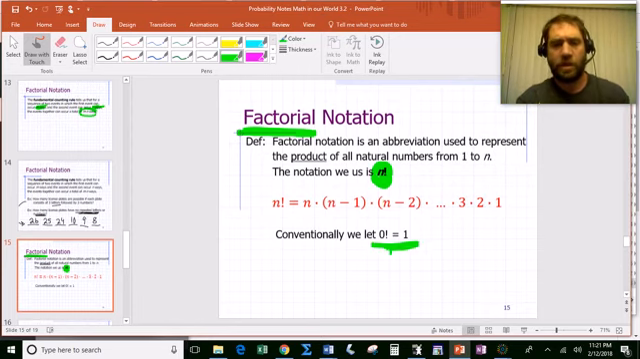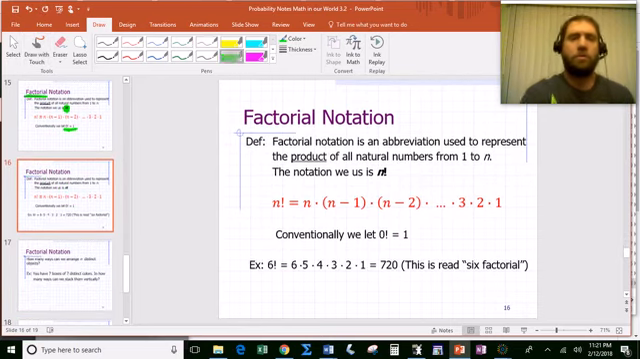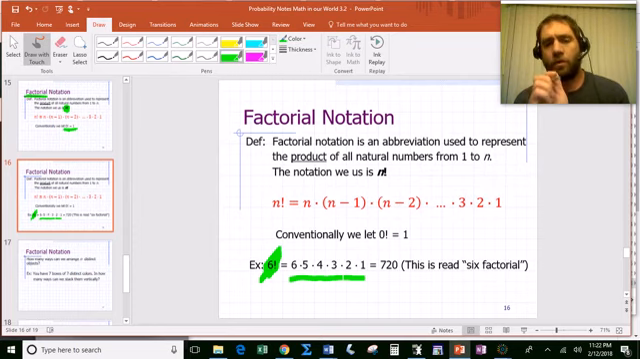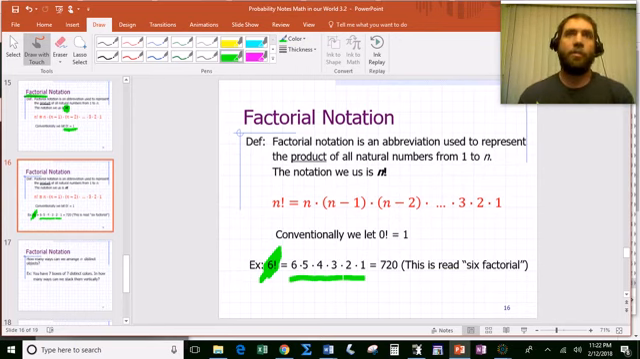And in the special case of 0 factorial, we let that equal 1, so there's no contradictions in any of the formulas. For example, 6 factorial means 6 times 5 times 4 times 3 times 2 times 1. If you have a graphing or a scientific calculator, there should be a factorial function or a factorial button somewhere on there. Now, according to the fundamental counting rule, factorials come into play when we're arranging distinct objects, distinct meaning different.